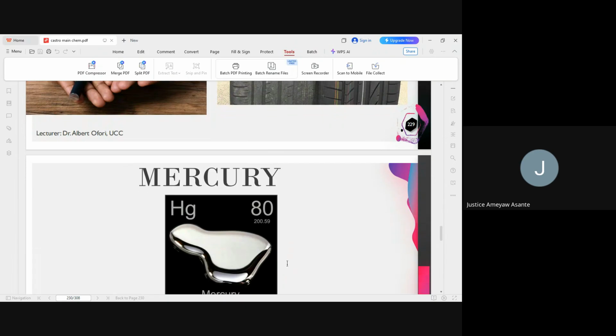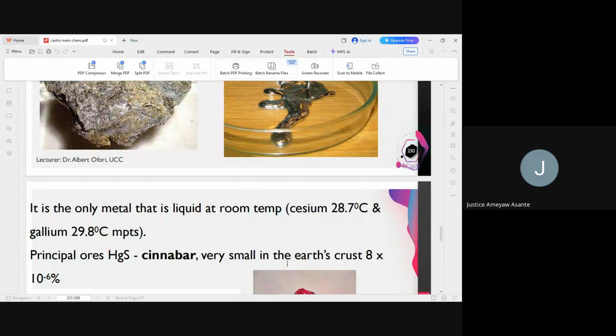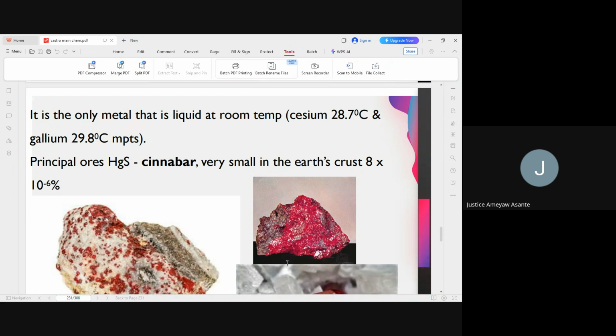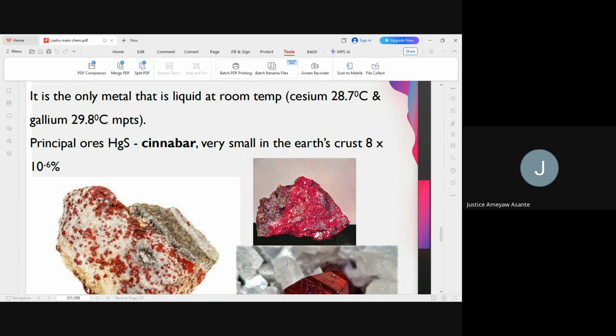When we come to mercury, it is the only metal that is liquid at room temperature. Principal ore of mercury is mercury sulfide, cinnabar, very small in the earth's crust.